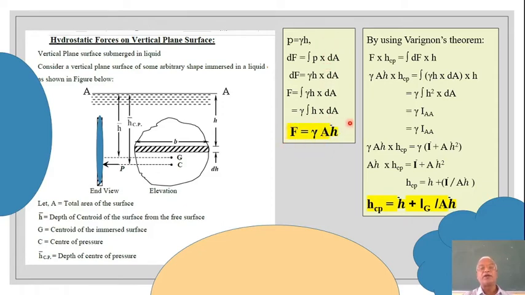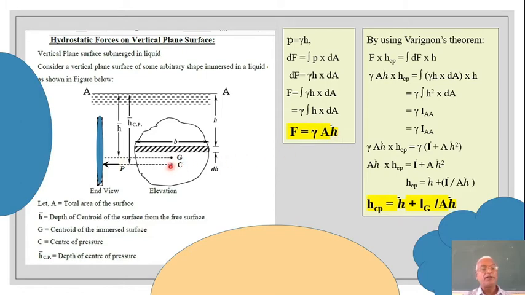So the highlighted part only, if you look at it, F is equal to gamma A H bar. Gamma is the unit weight of the liquid in which the surface is immersed. A is the total area of submergence. H bar is the depth of the centroid from the free surface. Please repeat it in mind. It is from the free surface up to the centroid. That depth is represented by H bar. So F is equal to gamma A H bar.